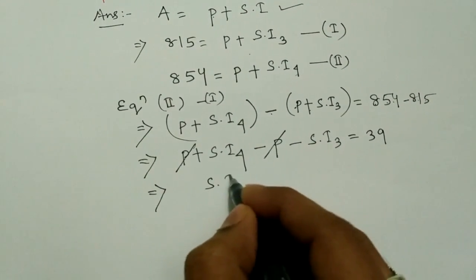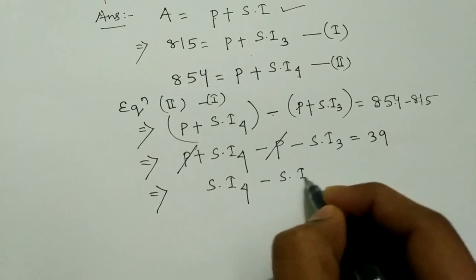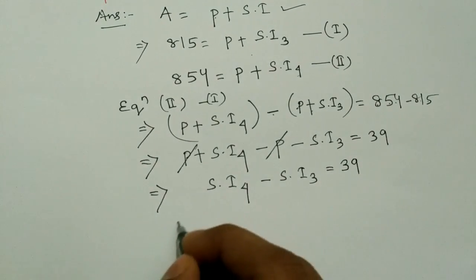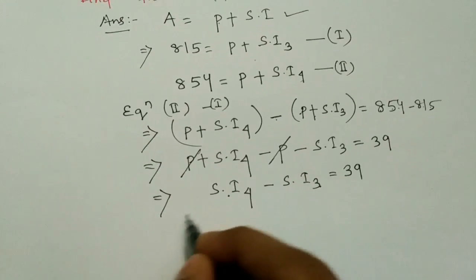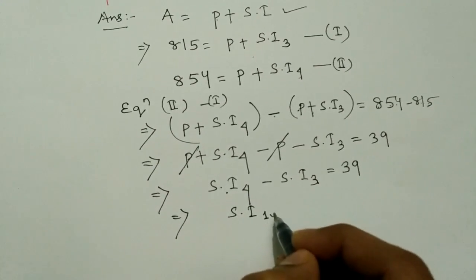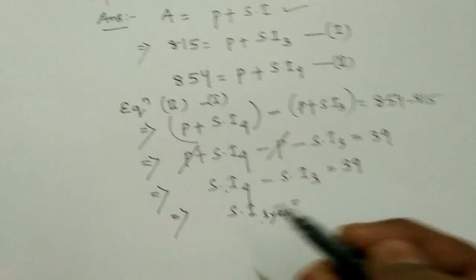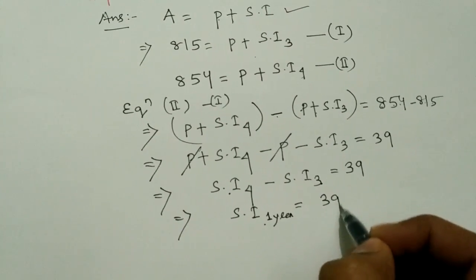So here the simple interest for 4 years minus the simple interest for 3 years gives 39 rupees. That is the simple interest for 1 year. Always find out the simple interest for 1 year, then the calculation should be easy. So it will be 39.